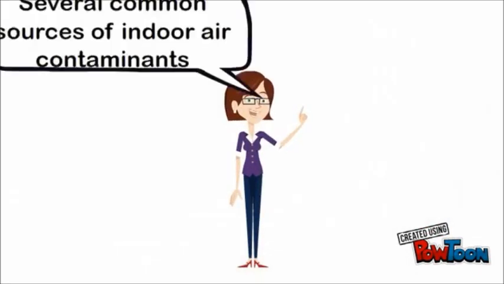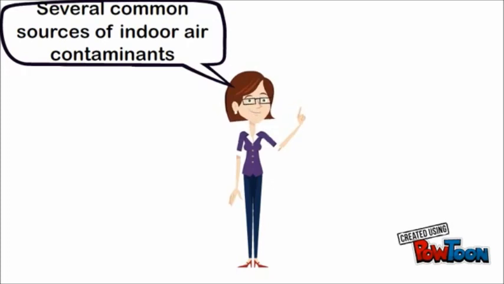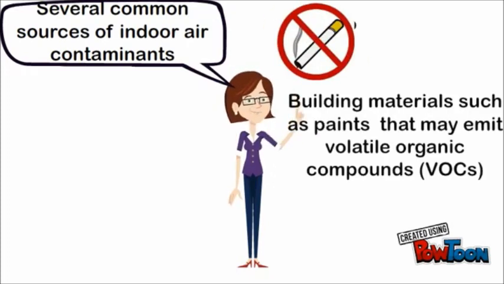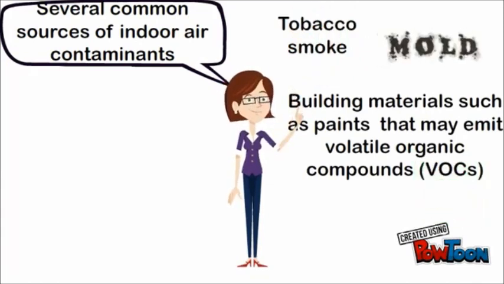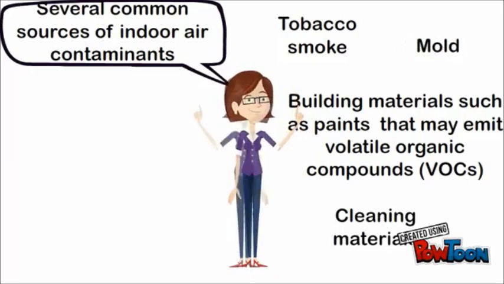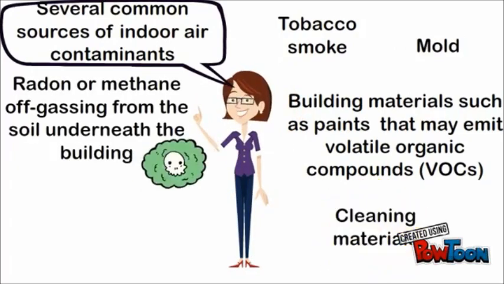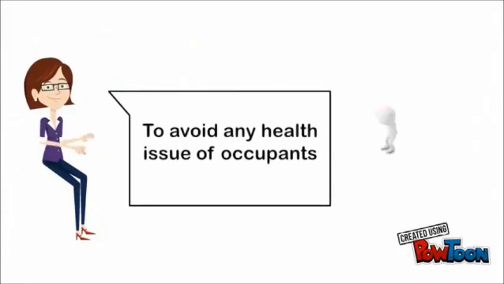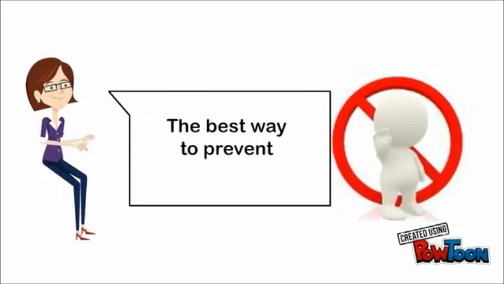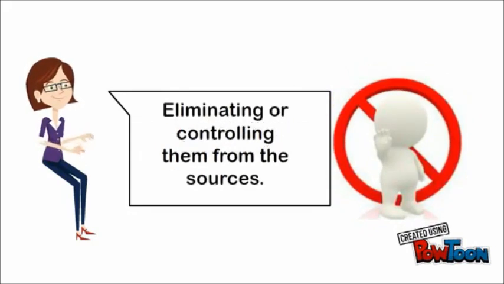Next, I will show you several common sources of indoor air contaminants, which are people smoking tobacco, building materials such as paints, mold resulting from moisture in building materials, cleaning materials, radon or methane, and also occupants' respiration. In order to avoid any health effect to occupants because of indoor pollutants, the best way to prevent it is by eliminating or controlling them from the sources.